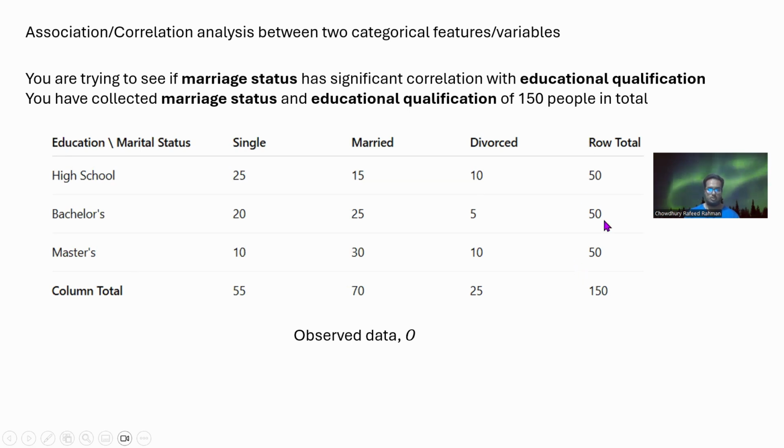So these are row totals and these are column totals. That means there are 55 single people, 25 divorced people, and 50 high school students. And in total, we have 150 samples in total. So this entire table is called observed data O, because this is what we observe in real life.